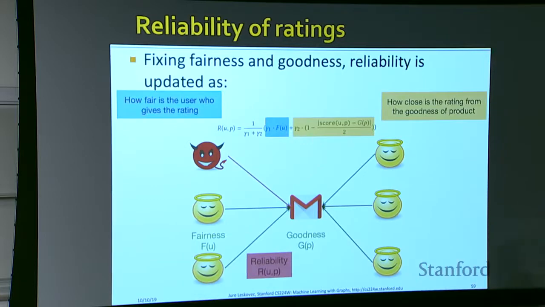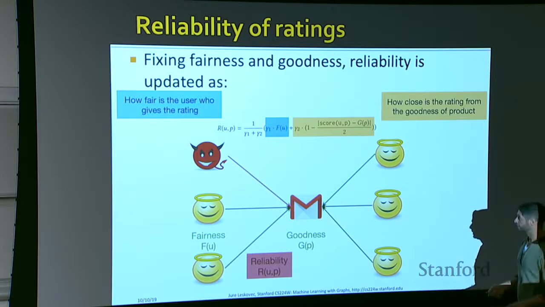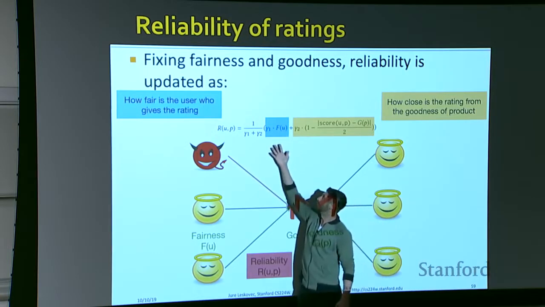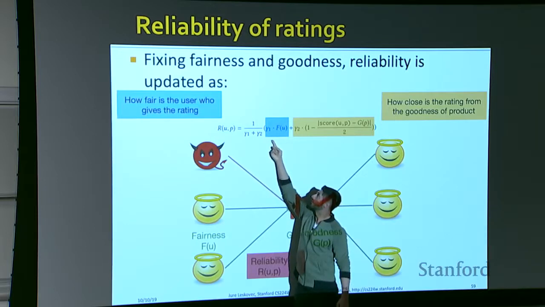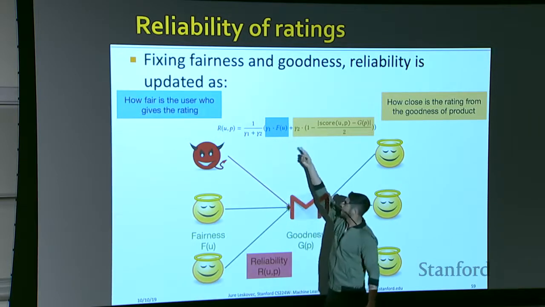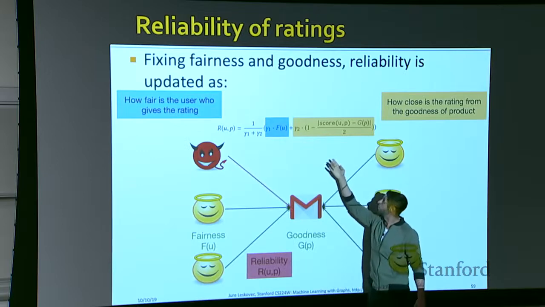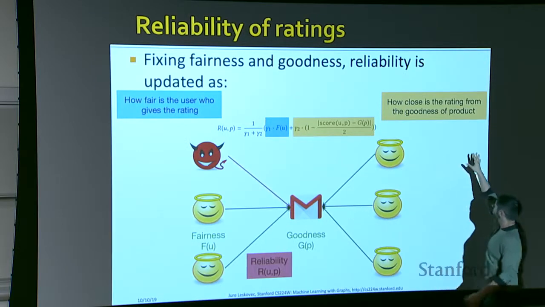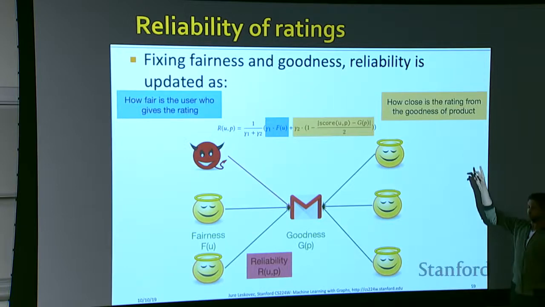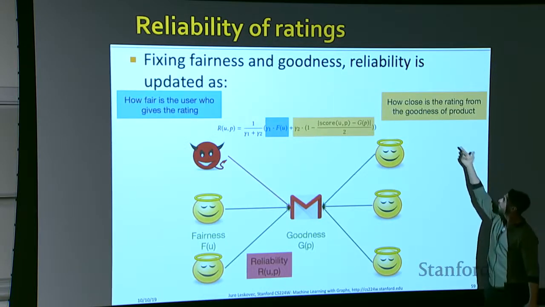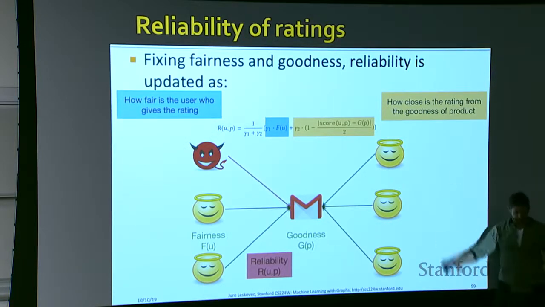And last but not least, when we fix both the fairness and the goodness, then we can do an update on the reliability. So what we want to do here is ask how fair is the user who gives the rating? And it comes from this side of the equation. We have a weight, how much we care about that feature, so our gamma 1 times the fairness of the user, plus gamma 2, another weight, times how close the rating is to the goodness of the product. So I'm coming to you right away. What this part of the equation is capturing is how much your review is diverging from the common opinion of the quality of that app.